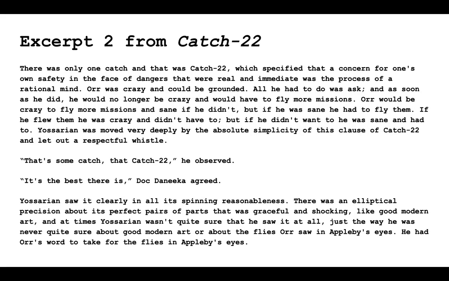Also, I do think that this contains some metafiction because there's this whole explanation of Catch-22, and then Yossarian says that there's an elliptical precision about it, and it's like good modern art. And so he's sort of analyzing the way that the catch is written out and how that seems to be pretty impressive. So there's a lot going on there. Hopefully that makes a bit of sense.